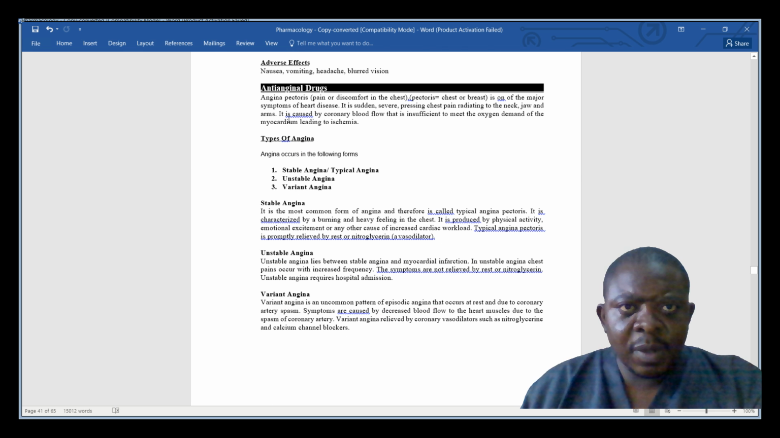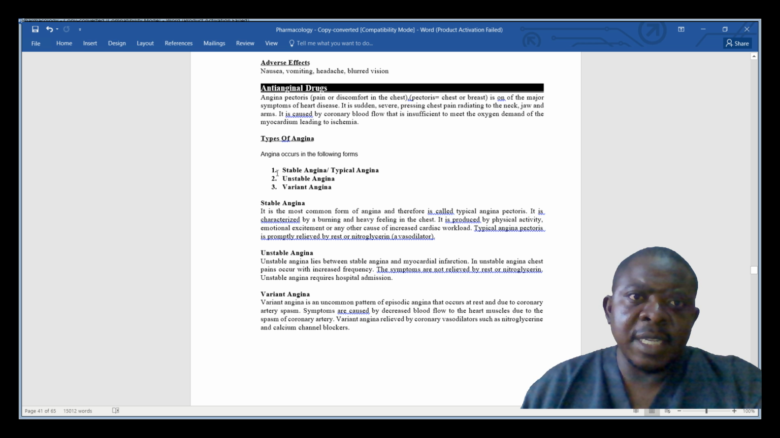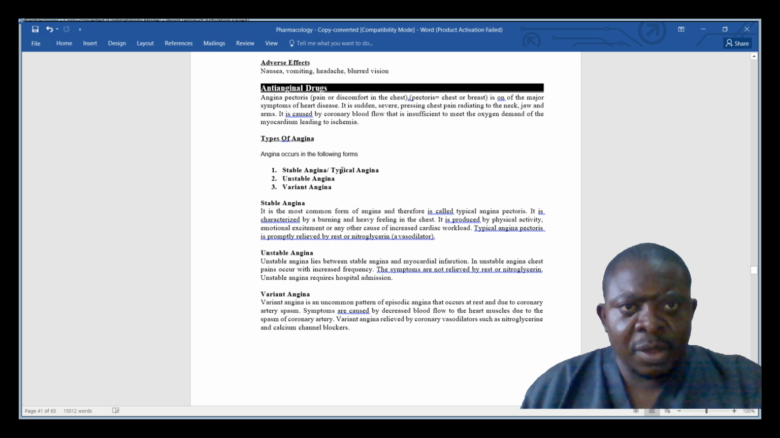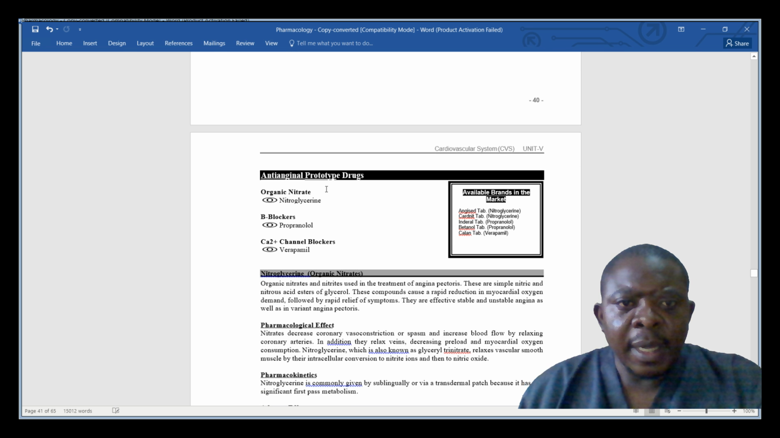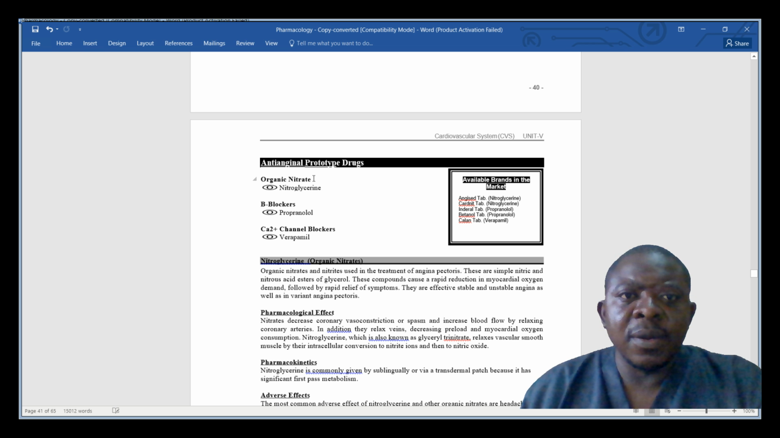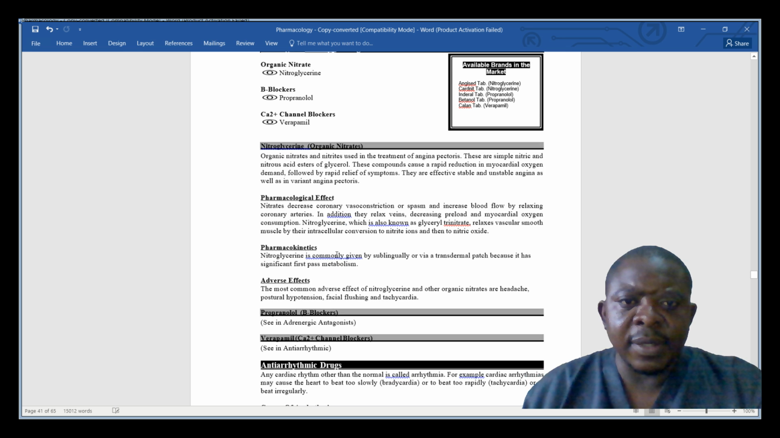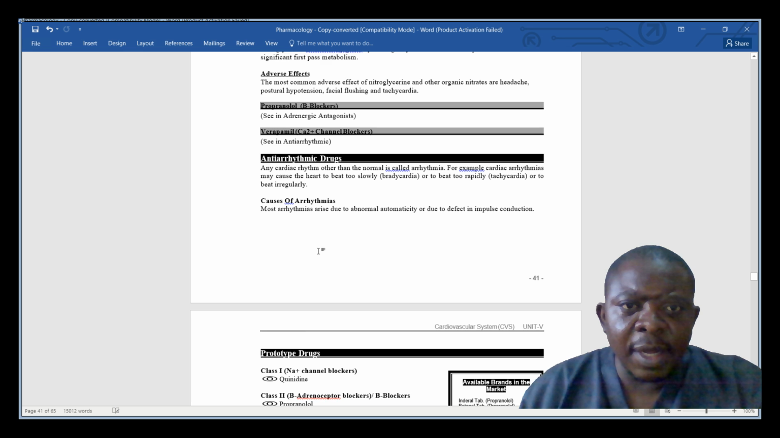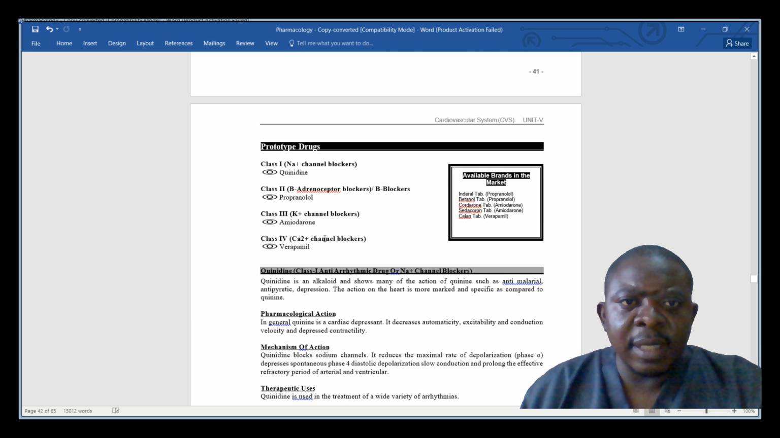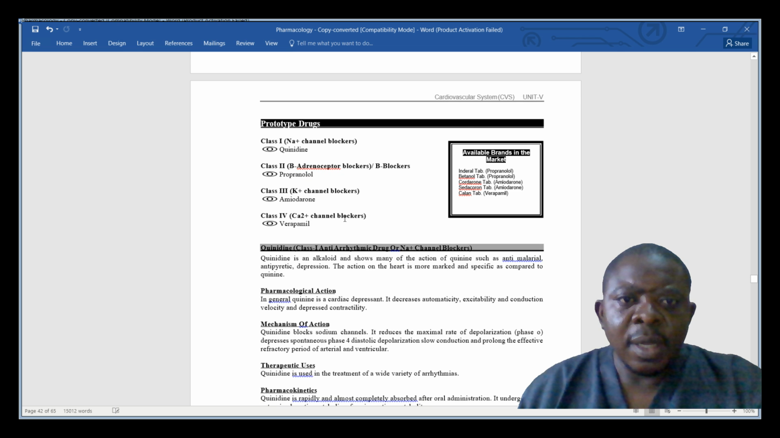When we discuss angina in this lesson, we establish that we have three types of angina: stable angina, or typical angina, unstable angina, and then we have variant angina. And some of the drugs that can be used include organic nitrates, beta blockers, and calcium channel blockers. Then prototype of drugs that are used in arrhythmias, we discussed that we have class 1, class 2, class 3, and the class 4 groups of drugs.